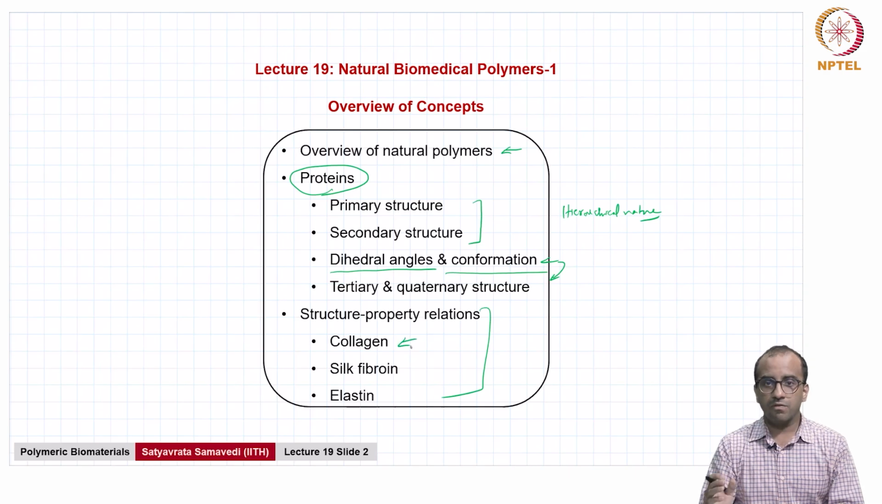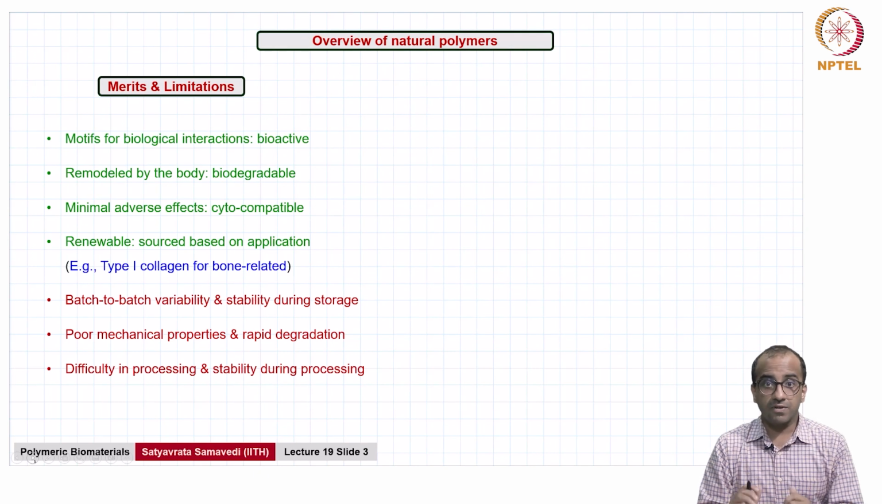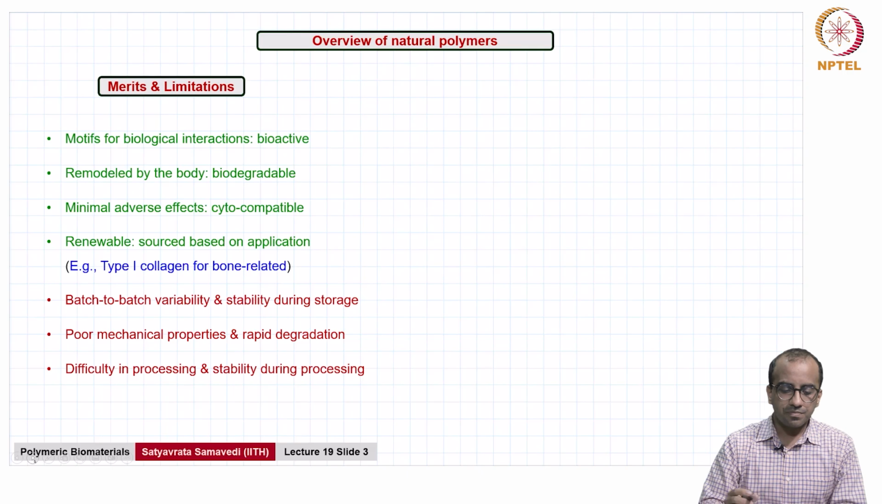One is collagen, which as we will see is a case of helices, silk fibroin, which as we will see is a case of sheets, beta sheets, and elastin, which as we will have a chance to see are natural elastomers. So, with that being the overview for today's lecture, we will now jump right into recapitulating first some aspects of natural biomedical polymers that we have seen earlier.